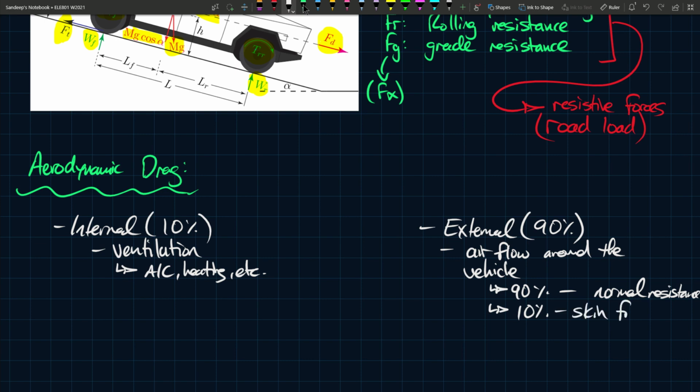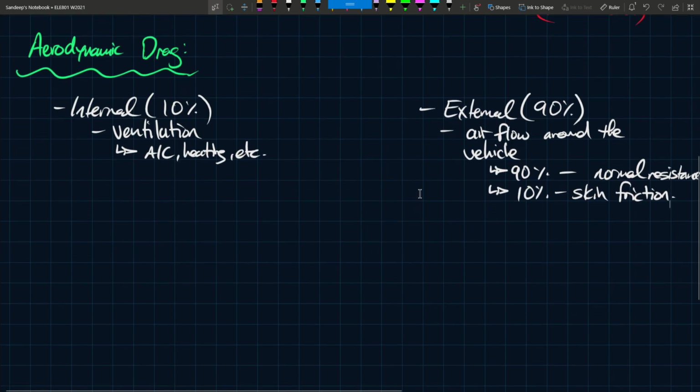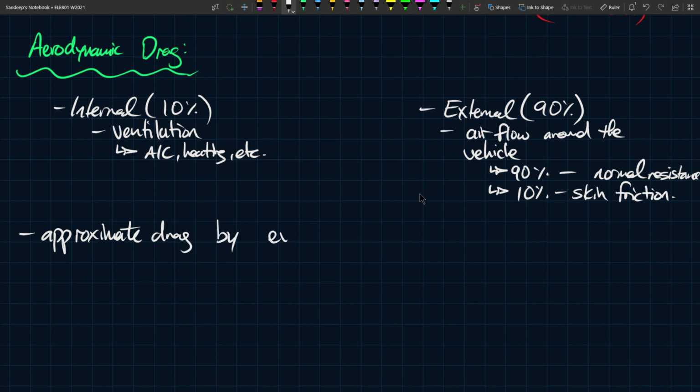Now again, these terms are just to give you some context, but for the purpose of our analysis, we're going to simplify this, and we're going to say that you can usually approximate the total drag by the external component. So we can approximate drag by the external component.